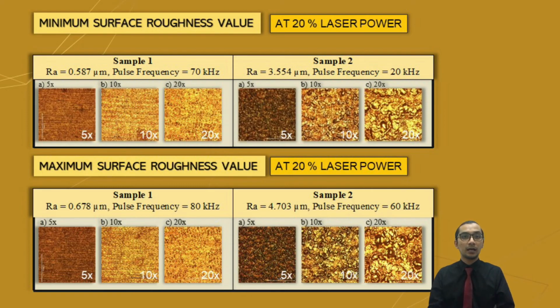As you can see, the most visible roughness is on the maximum surface roughness value, where you can see the structure of the engraving is very rough and uneven on sample 2, while sample 1 shows very even and parallel lines of laser engraving on the surface.